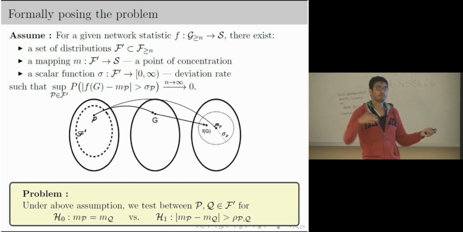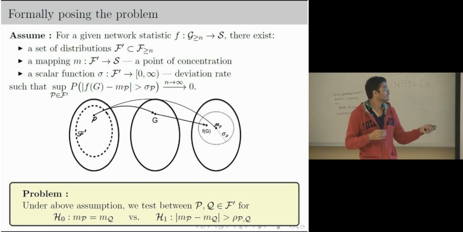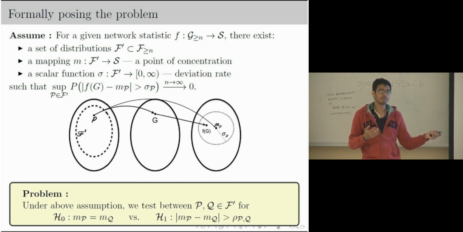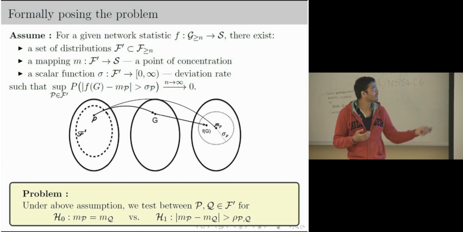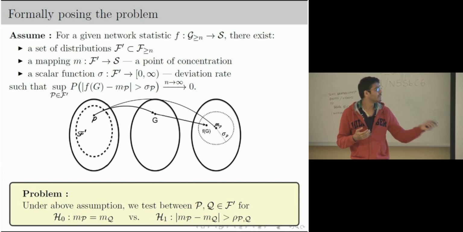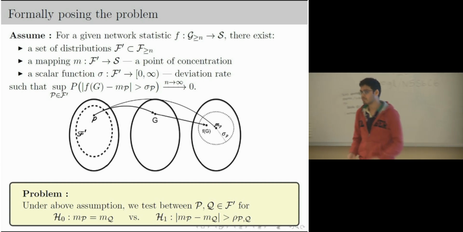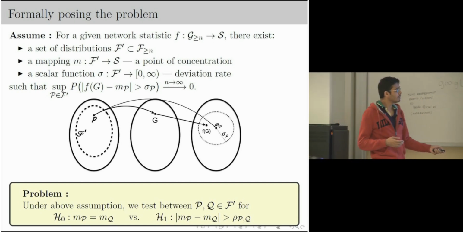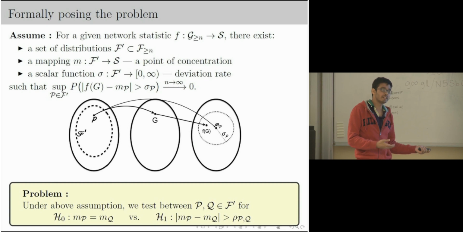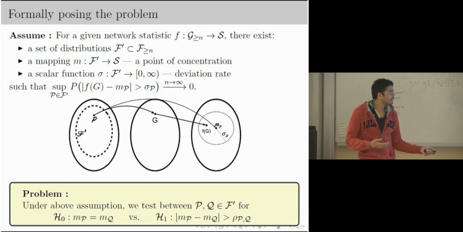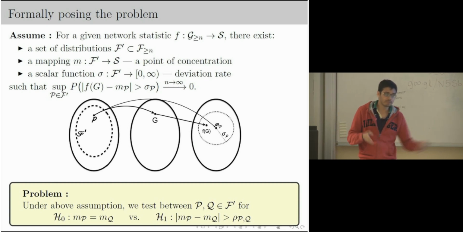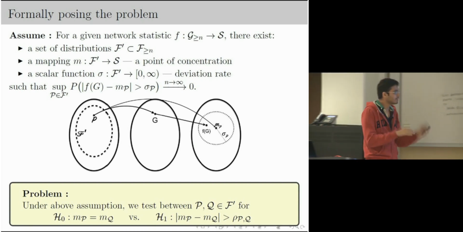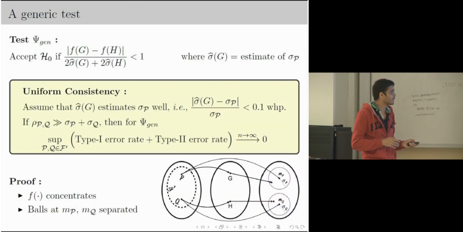You want to test with respect to degree distribution or something. So the condition is that F should concentrate around MP. That is, with high probability, F should lie in a ball around MP with radius sigma p. And then we state the obvious problem. For any pair of models, we are basically testing whether their projections MP and MQ are the same or they are separated by some distance. I mean, till now it's very intuitive. This is what we actually should expect.